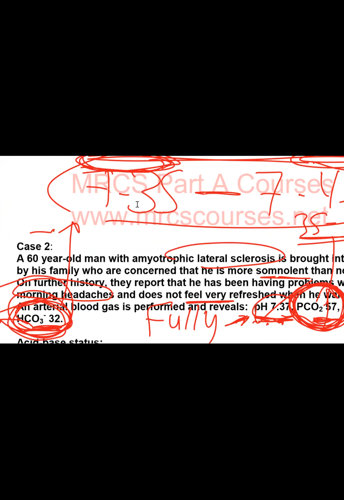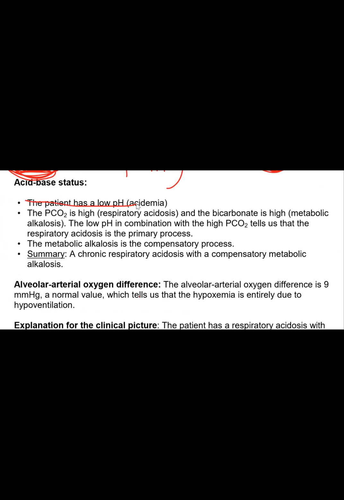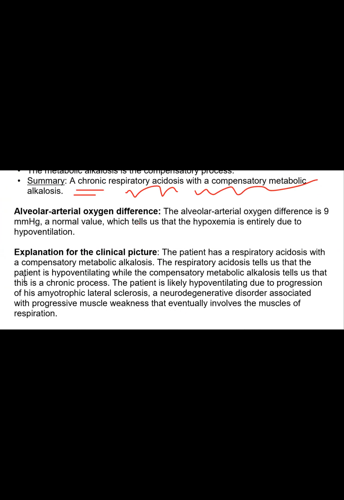The patient has normal pH. You trust yourself now. It is respiratory acidosis. In summary, it is a chronic respiratory acidosis that is fully compensated by metabolic alkalosis. Explanation: the patient has respiratory acidosis with compensatory metabolic alkalosis. The patient is hypoventilating, while the compensation tells us it is a chronic process, by renal compensation. This is amyotrophic lateral sclerosis, a neurodegenerative disorder, so this will affect the respiratory function and lead to retention of PaCO2, and the chronic process of gaining the alkali HCO3 from the kidney will compensate for that.